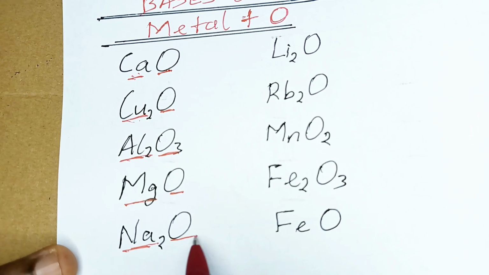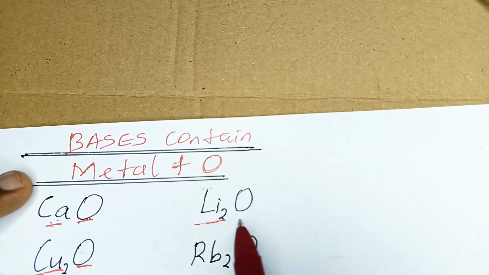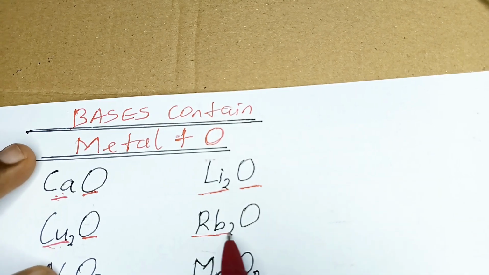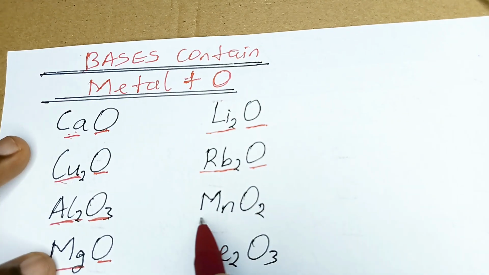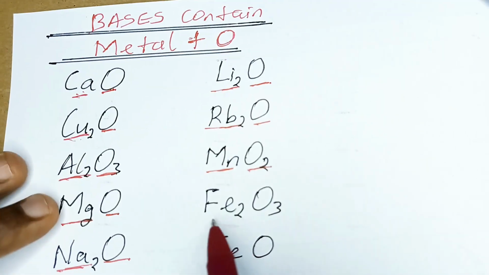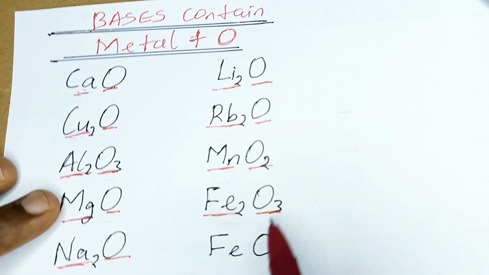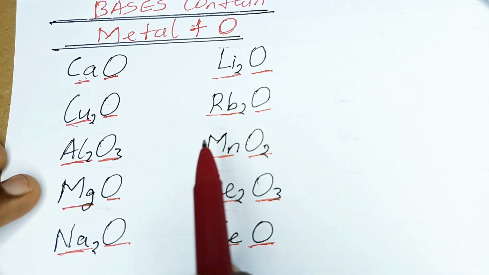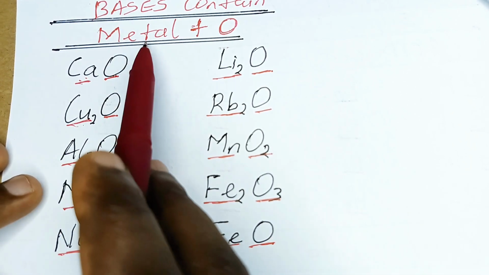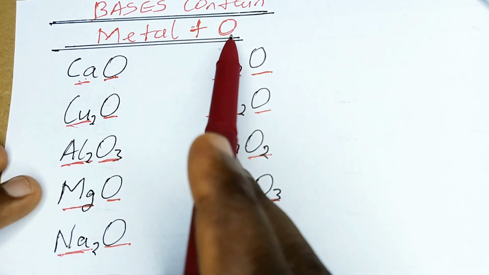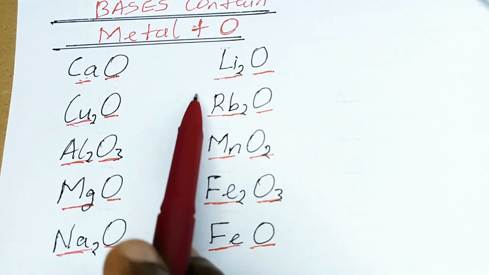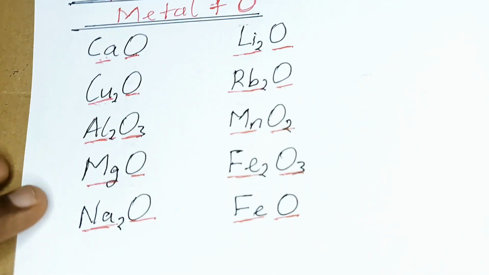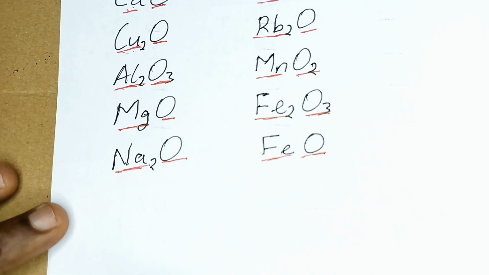Sodium oxide is a base. Lithium oxide is a base. Rubidium oxide is a base. Manganese oxide is another base. Iron 3 oxide is a base, and iron 2 oxide is also a base. Those are the methods of knowing bases. The second method is metal joining with oxygen. Now, the trick that I said I will tell you, which is a secret which people did not know.